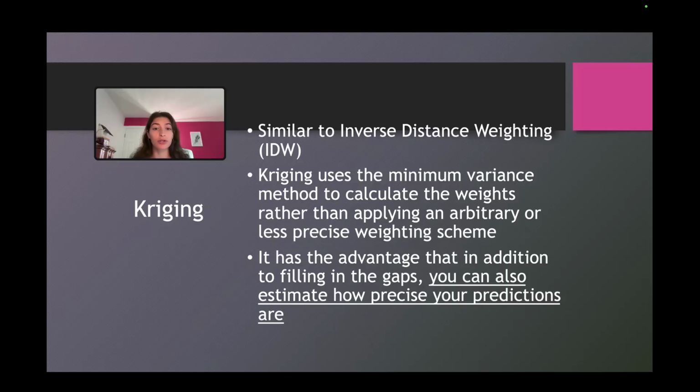Then we have something called kriging. This is similar to the IDW approach. It uses the minimum variance method to calculate weights rather than applying some arbitrary or less precise weighting scheme. The advantages are that in addition to filling in the gaps, you can also estimate how precise those predictions are.